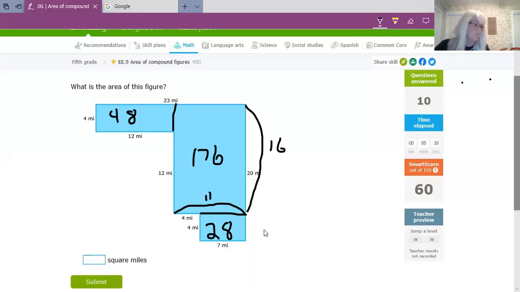And when I add all 3 of those up, I get 252 as my total area. So what I would punch in for my answer is 252 square miles. And that's a more complicated compound area problem, frogs.